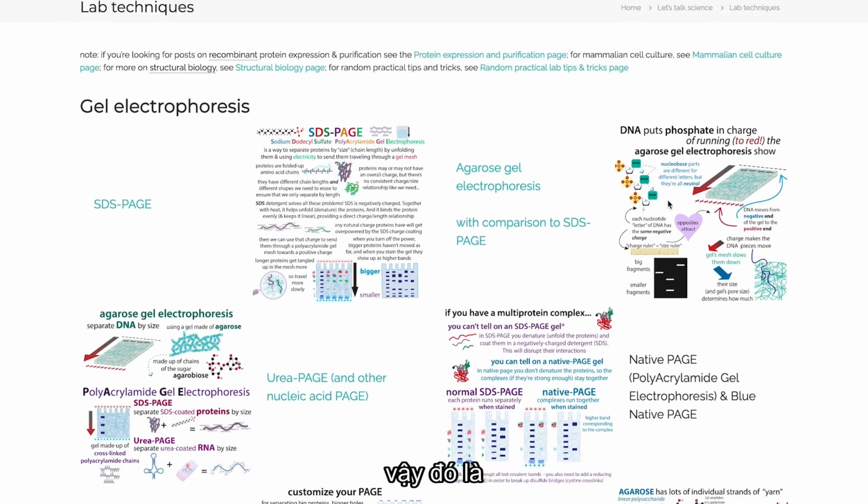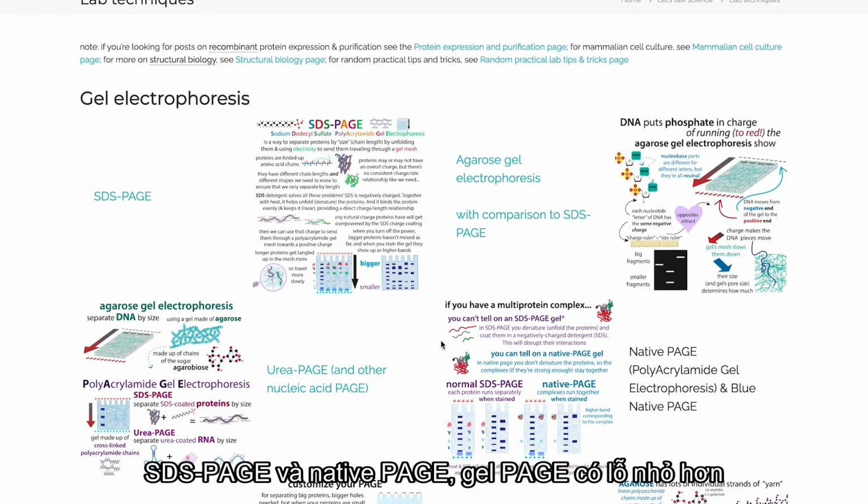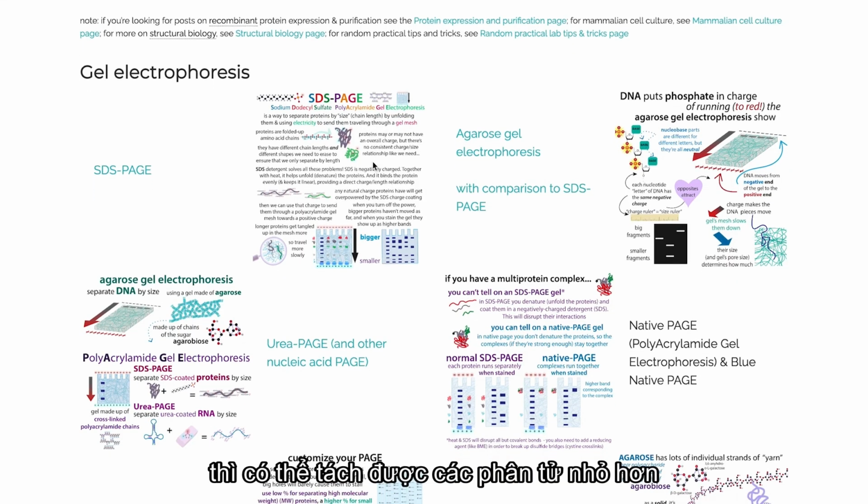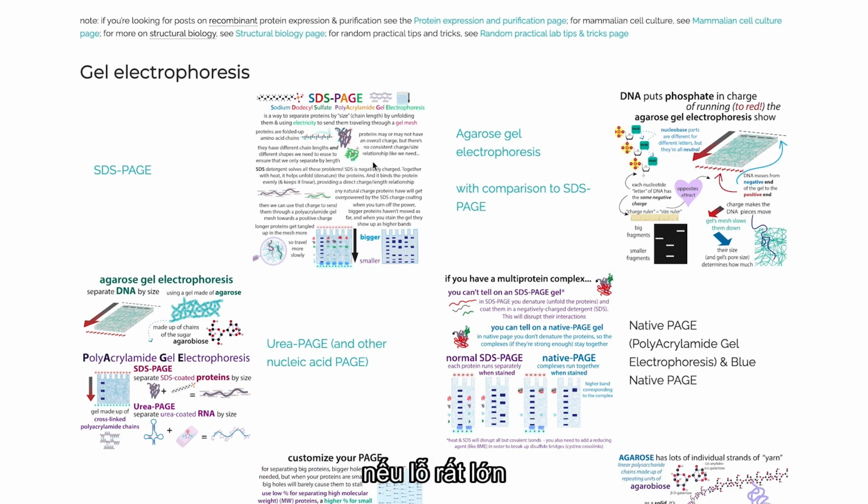Okay, so that was SDS page and native page. Page is going to have smaller pore sizes than the agarose gel and more consistent pore sizes. The smaller the pore sizes, the smaller the molecules it can separate. If you have really big pore sizes, all those little molecules are just going to swim right through and not be differentiated from one another. But if you have really small pores, then they can get separated.